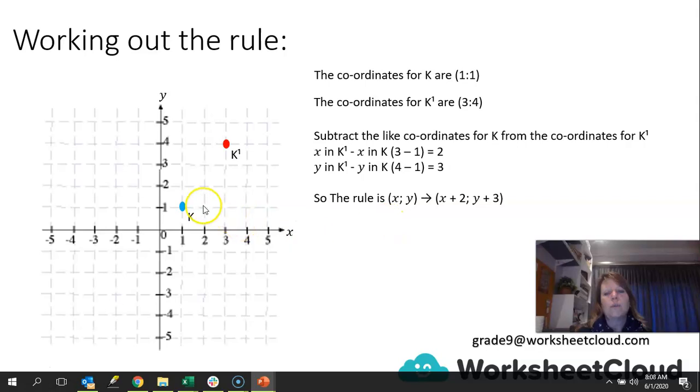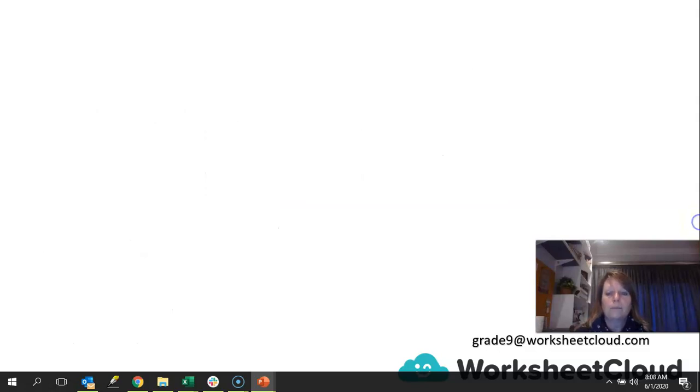And let's see, let's go from the original, x plus 2, 1, 2, y plus 3, 1, 2, 3. The rule works. All right, so that's how you work out the rule. But let's carry on and try it again.